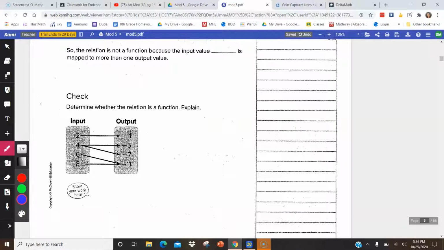Look at this guy right here. Is this a function? Yes or no? Well, 2 is only going to one output. 4 is going to -5, and 4 is also going to -7. 4 is going with two different outputs. That is not functional, okay? Because of that, the whole thing's not a function.